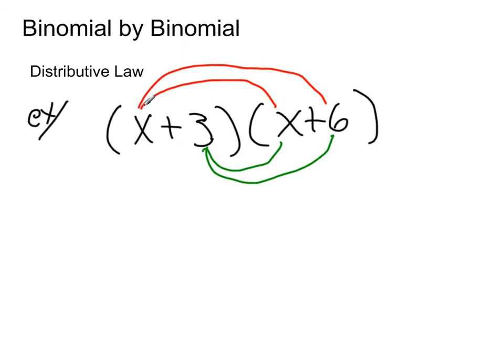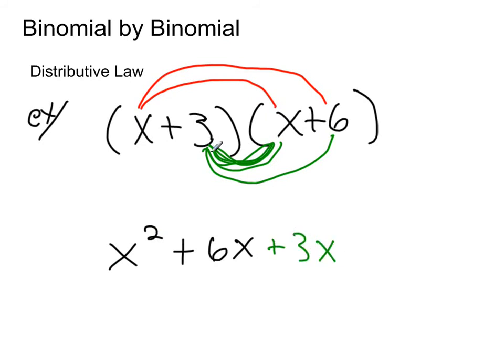So we'll start with the first one I drew the arc to. X times x. Well, x times x is x squared. Alright, now let's go to the next one. We have x distributing to the next term, which is 6. So we have 6x. Now let's head to the green line. We have 3 times x, which gets us 3x. And then last but not least, we have 3 times 6, which is 18.